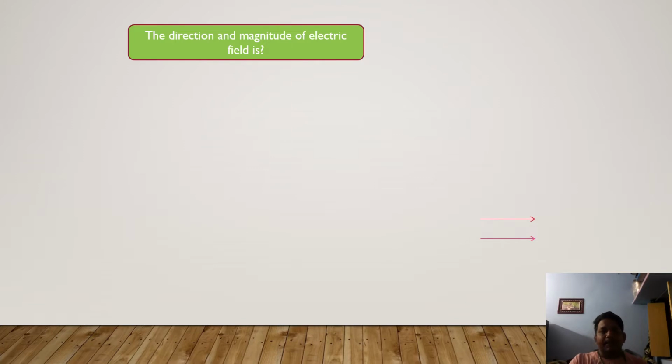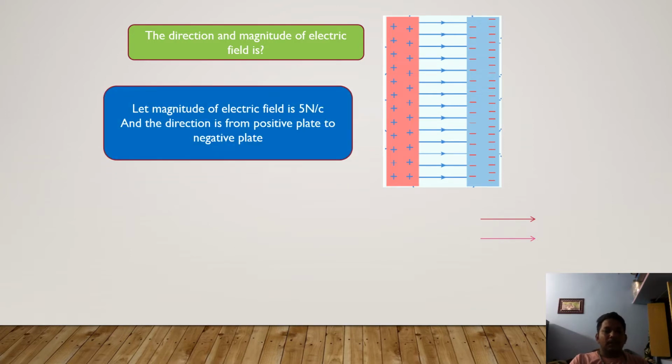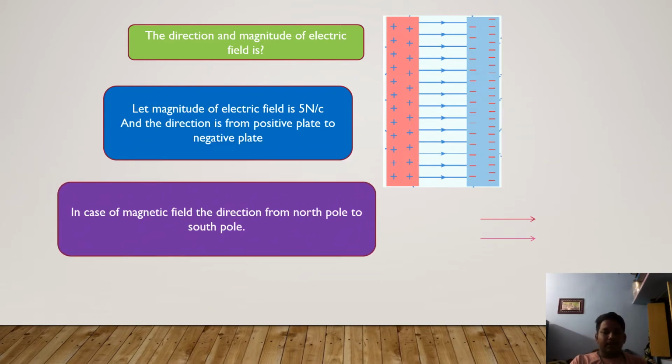Take a look at the electric field and the magnetic field. The direction of the electric field is always from the positive plate to the negative plate. Let the magnitude of the electric field be 5 Newton per coulomb, and the direction is from the positive plate to the negative plate. In the case of the magnetic field, the direction is from the north pole to the south pole.